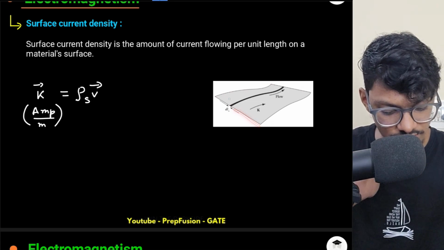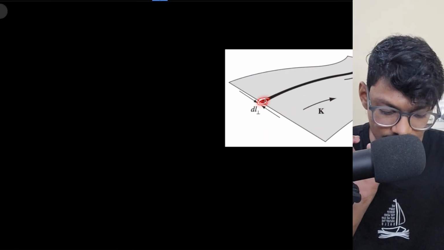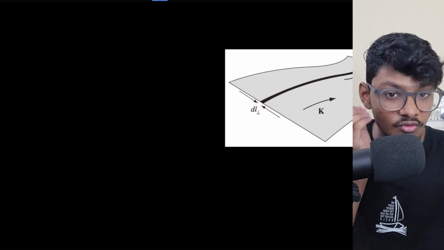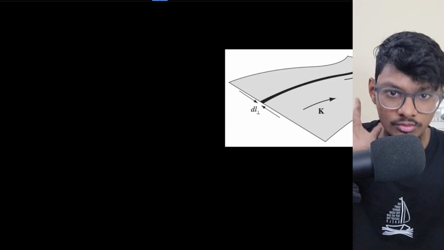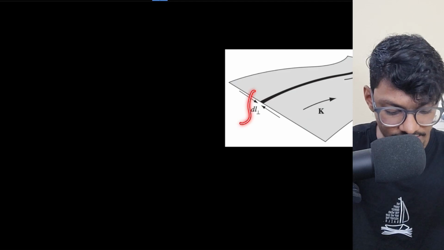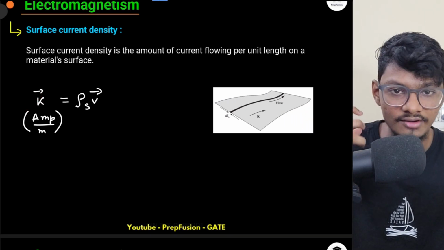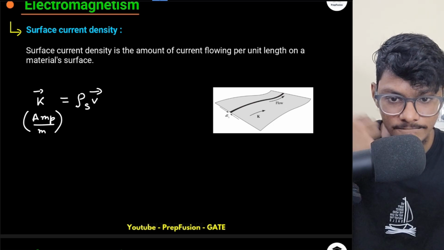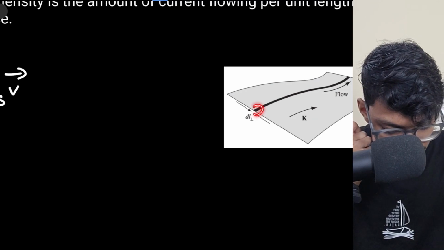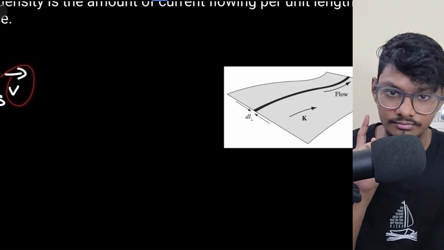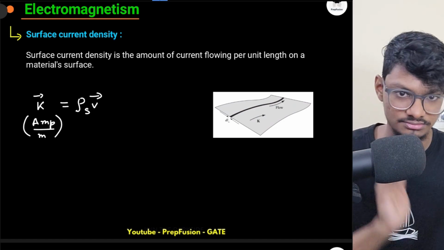The surface has already been fixed, so the whole current is flowing through this surface, but I wanted to take a small length dl through this section. What is the amount of current that is flowing through this section dl? That will be equal to some value I, and if I integrate K dl, I will get that value I. And if you want to define the surface current density, what you can do is equate this with the charge present on this surface, rho s, times the velocity of those charges. If you do this, then you will get your surface current density. That's it.